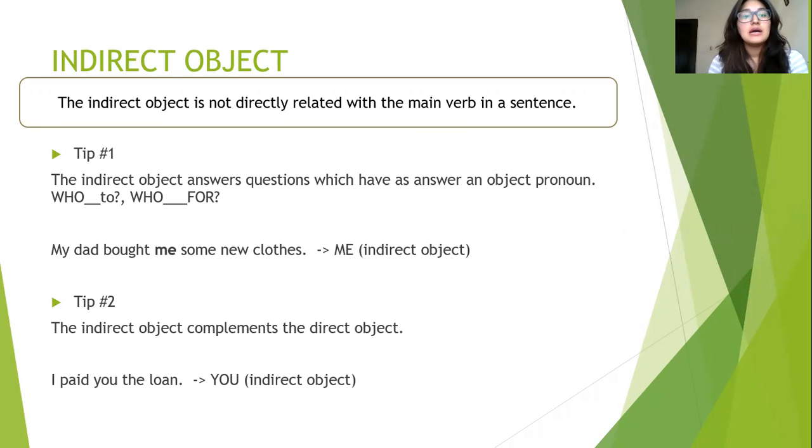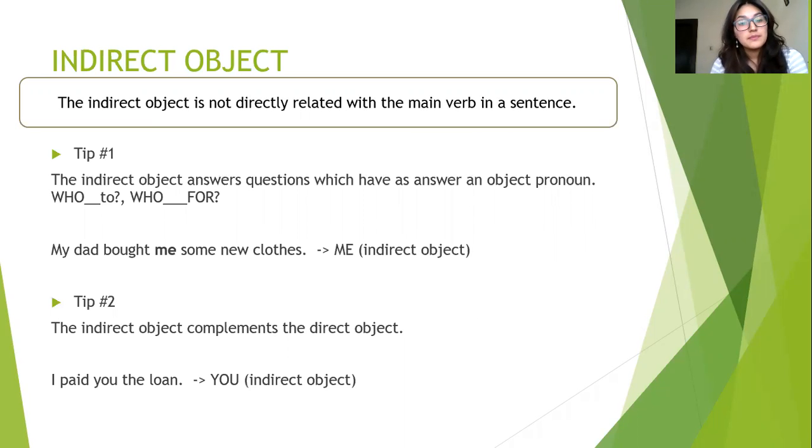Here you have, my dad bought me some new clothes. In this case, we can notice that the noun phrase, some new clothes, is the one that is directly related to the verb bought. Okay, so the word that is left in the sentence is me, the object pronoun. In this case, me is the indirect object of the sentence.